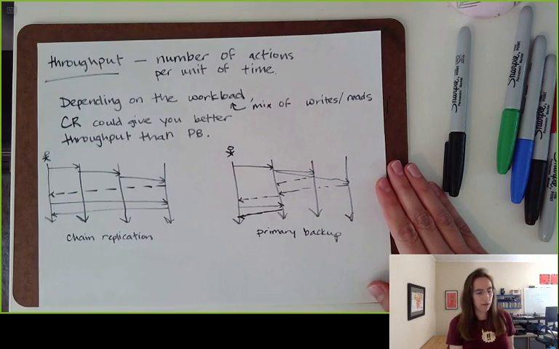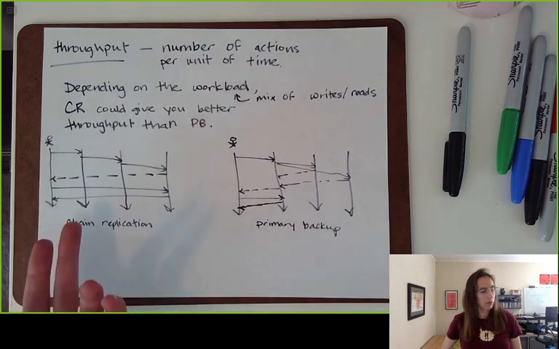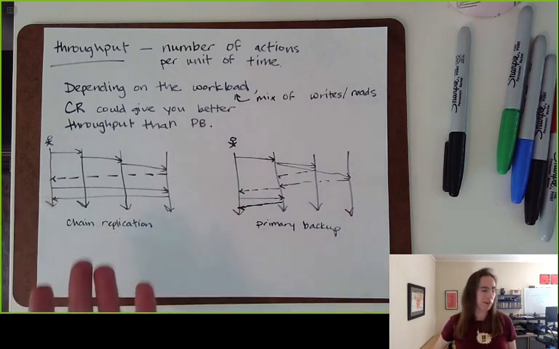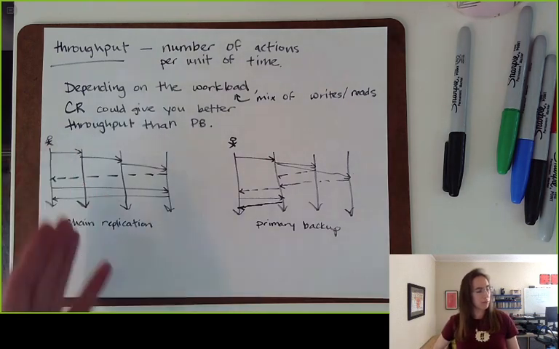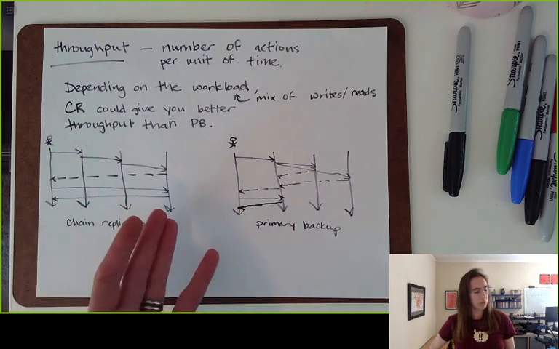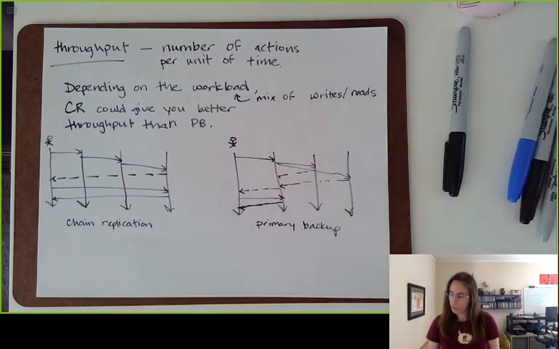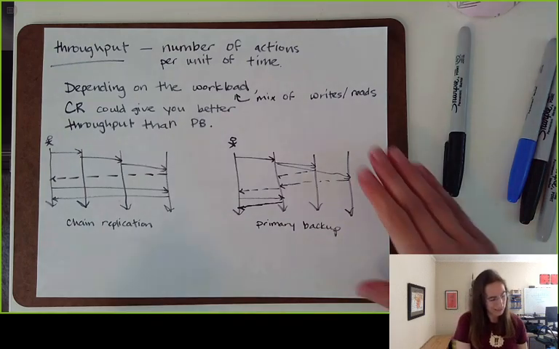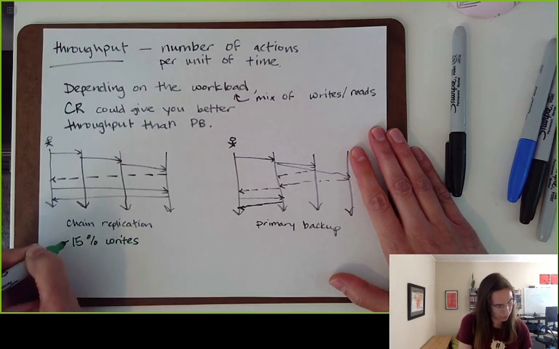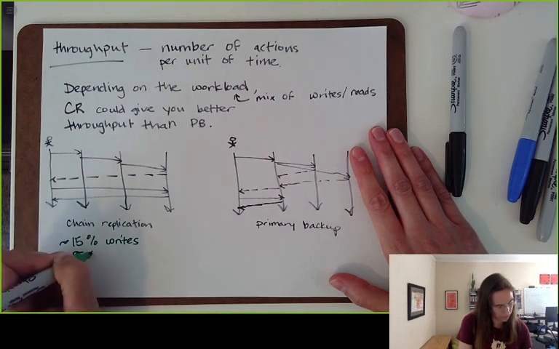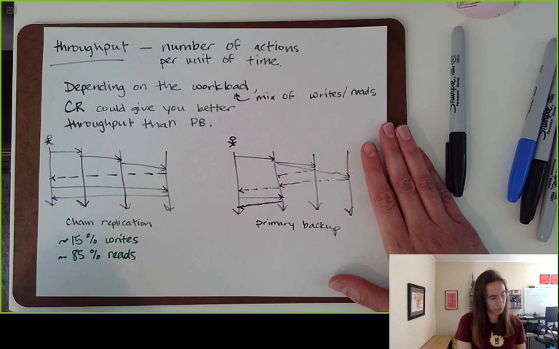It turns out that a 50-50 split is not quite right, because writes are a bit more expensive to do than reads. So if you have a 50-50 mix, you're still going to be doing more work on the replica that's serving all the writes than on the one that's serving all the reads. So what you actually want for optimal performance out of chain replication is a mix that's maybe 15% writes, approximately, and 85% reads. It turns out that this sort of mix ends up being optimal for chain replication.